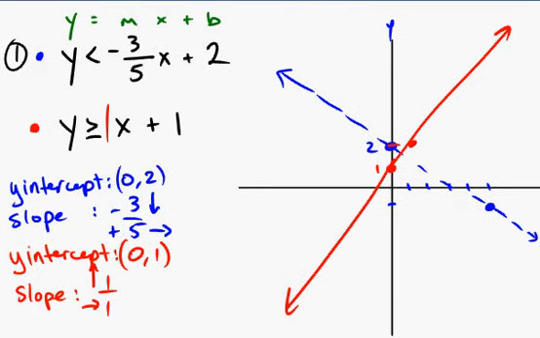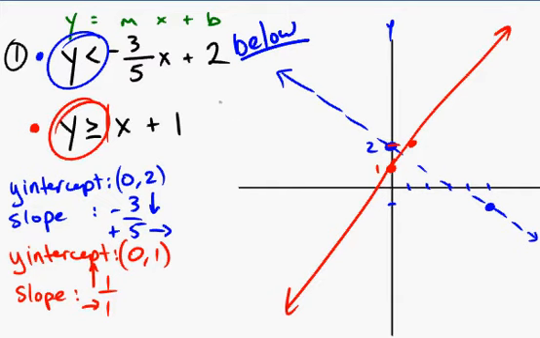Okay, so here's our 2 lines. Now we have to do the shading. With the blue, do we shade above or below the blue? Below? Y is less than, right? Less than, we shade below. The red, we shade above. So we got to figure out, where is it above the red and below the blue? Good, to the left. Over here, that's above the red and below the blue.